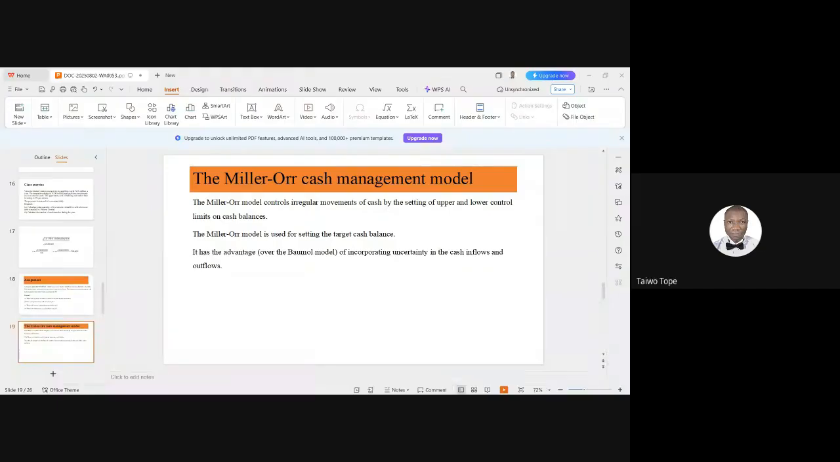So this Miller-Orr model works based on the fact that when the cash balance reaches the upper limit, the firm invests the excess cash in securities. If cash reaches the lower limit, the firm sells securities to raise cash. Now, the target level is the point you have to return your cash to, the level you set as an organization.